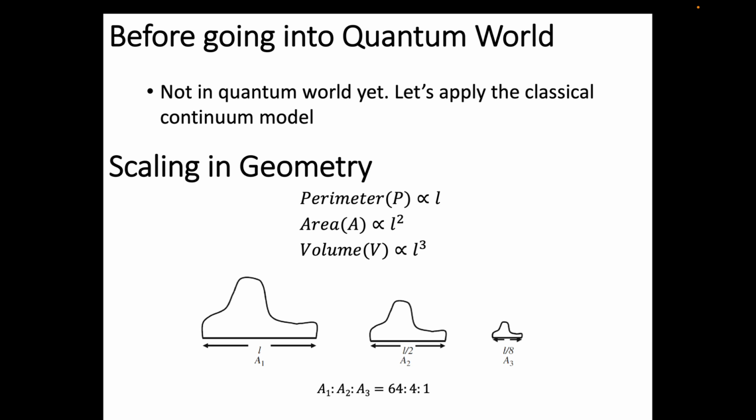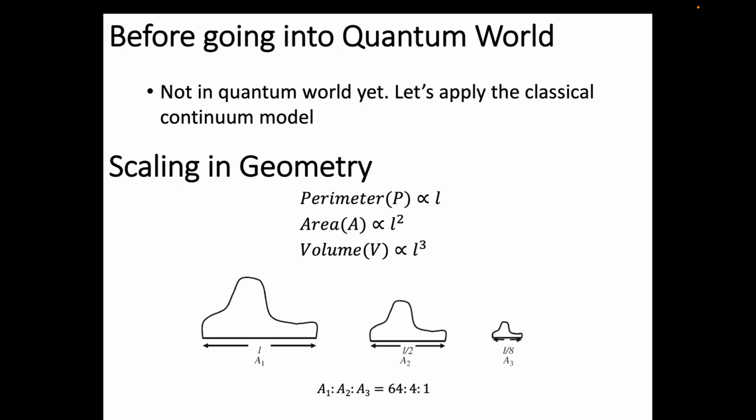Let's start with this object. The width is L, and we downscale by a factor of 2. What that means is that the width is reduced by half, the height is reduced by half, and the third dimension is also halved, so the volume is reduced by 1/8 from the original object. We are scaling down by a factor of 2 in length, and by a factor of 8 in volume. Then let's evaluate how the area changes.